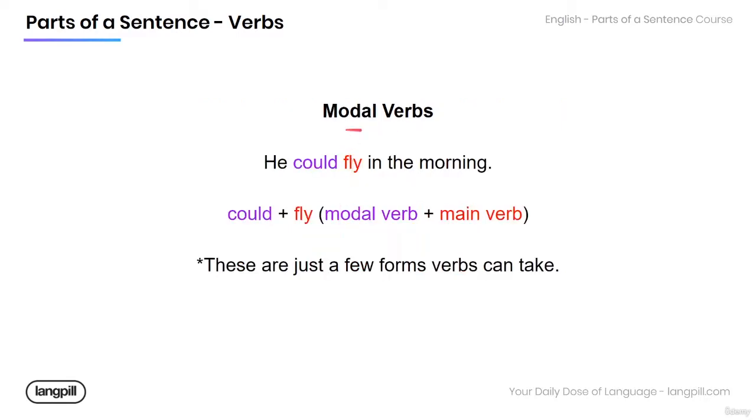Okay? Modal verbs. Here we have modal verbs. These give information about possibility. He could fly in the morning. Okay, so here could is our modal verb, and fly is a main verb. It's an action verb. So again, we're joining two types of verbs together. He could fly in the morning. Okay, but again, the sentence, right? What we're focusing on is structure of sentence. He is our subject. Could fly is the beginning of our predicate. Okay, and this is our predicate here.